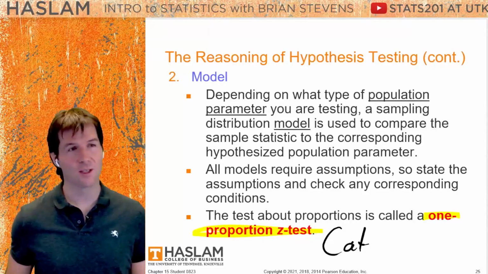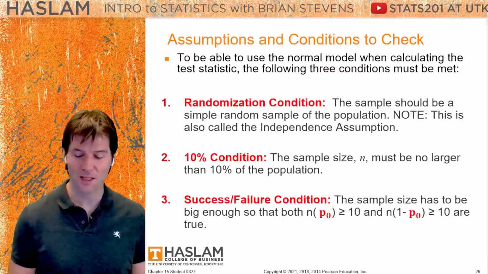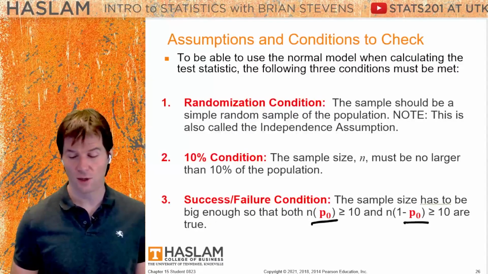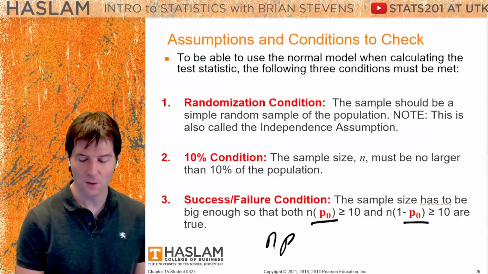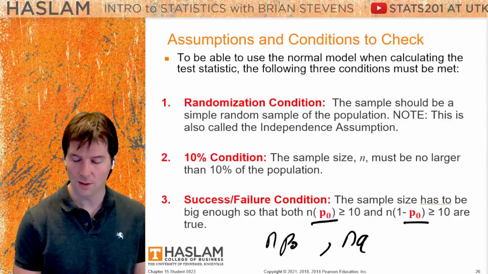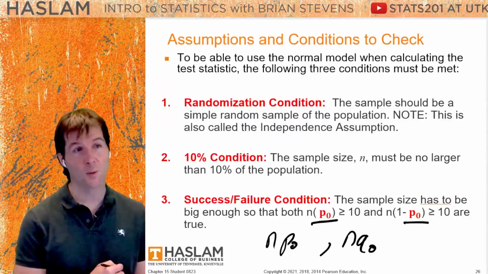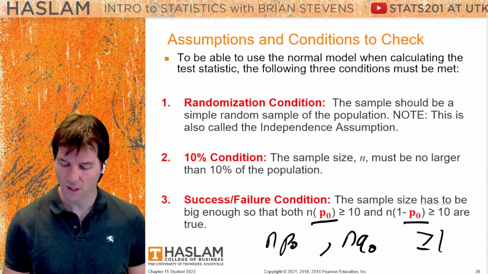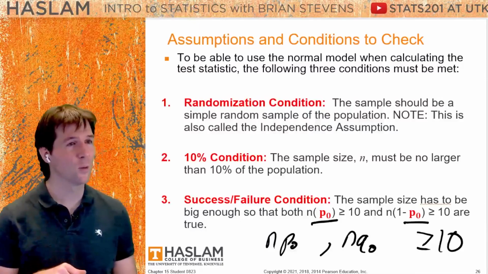Now, the success failure condition is always a bit weird, and I'll explain why, because now we're using p0, q0, and 1 minus p0 is q0. So both np0 and nq0, which are the hypothesized proportion and the complement of the hypothesized proportion, need to be greater than or equal to 10. And if it's exactly 10, don't worry.